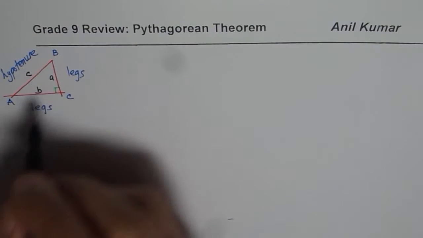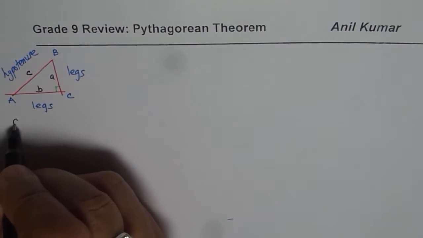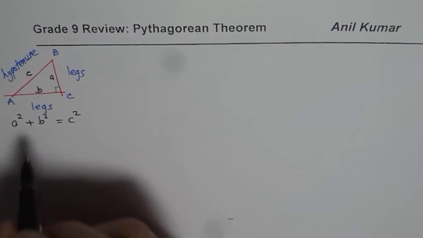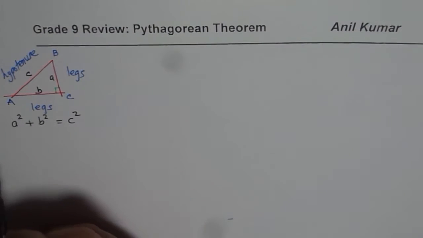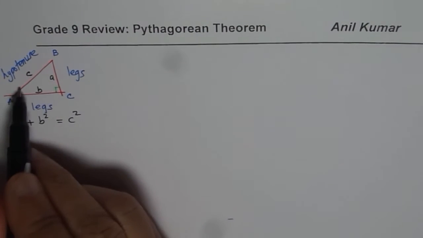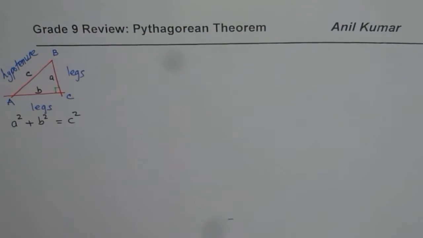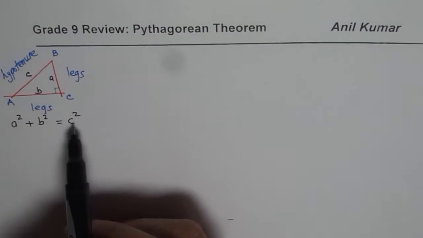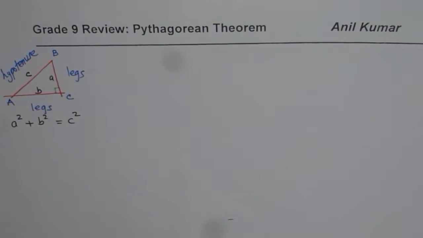Okay, so the relation here is that a square plus b square is equal to c square. Remember, whenever you write this equation, c is the longest side, the hypotenuse. Correct? So that is the Pythagorean theorem. It is very helpful, and we have seen hundreds of examples being solved using this particular equation. It is basically the sum of squares of the legs is equal to the square of the hypotenuse.